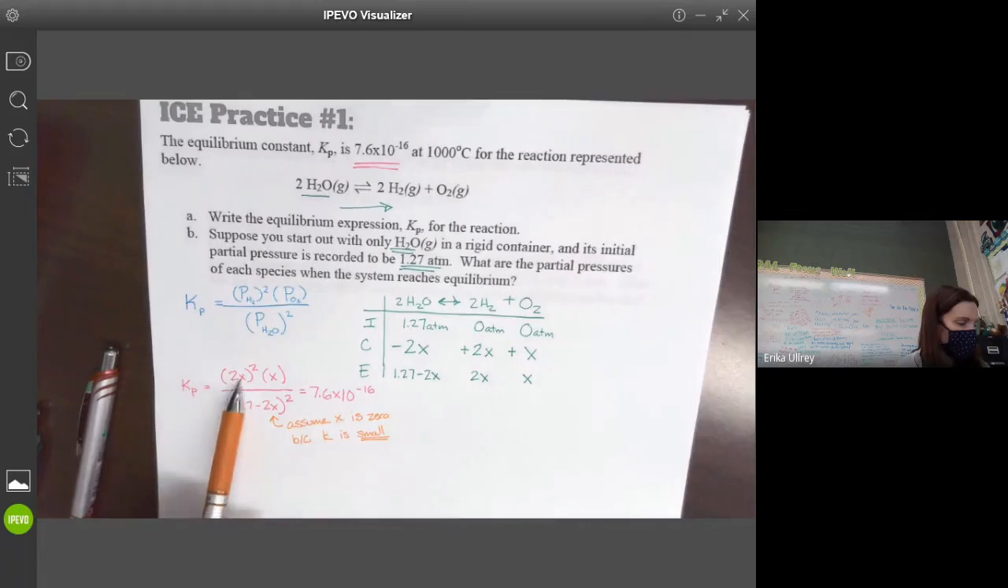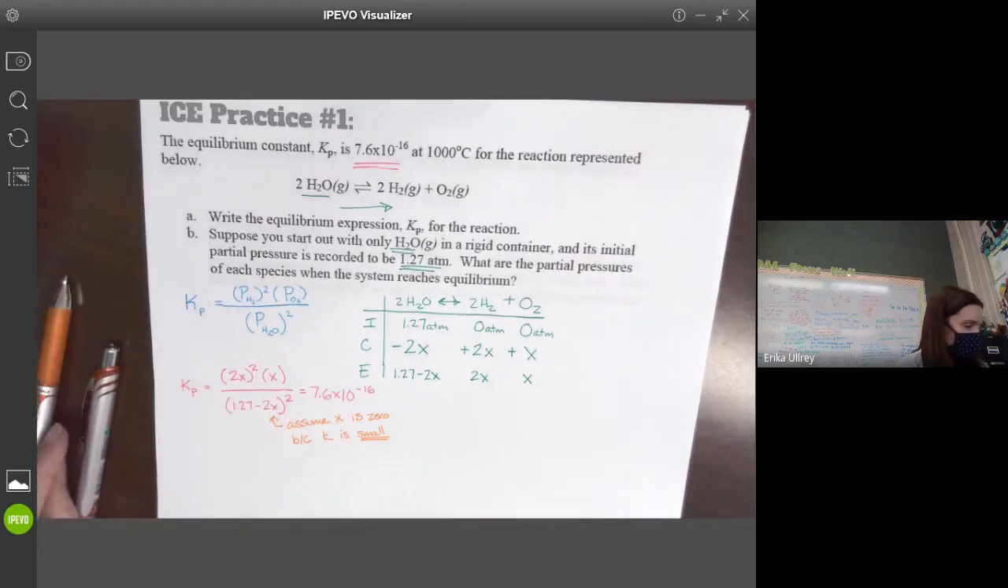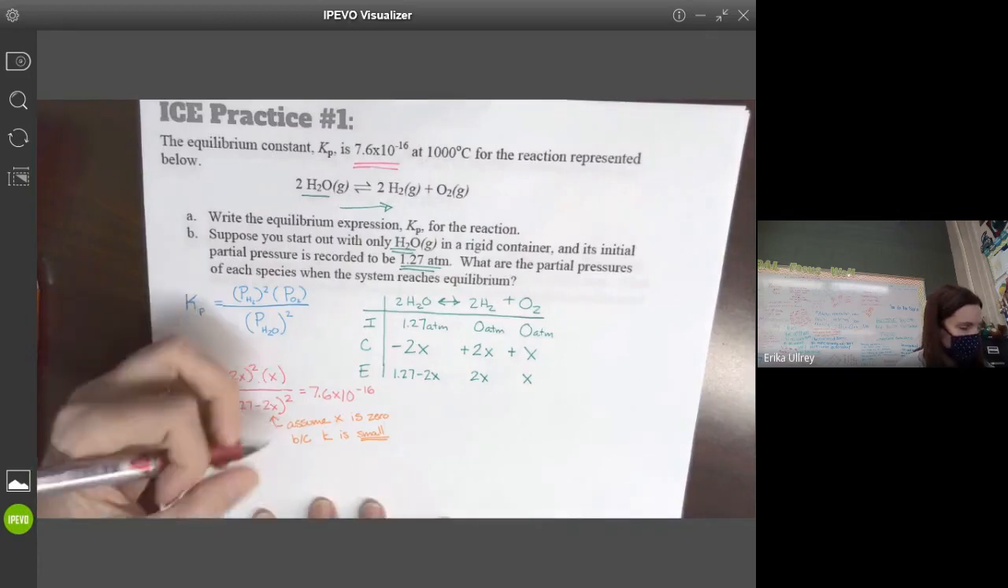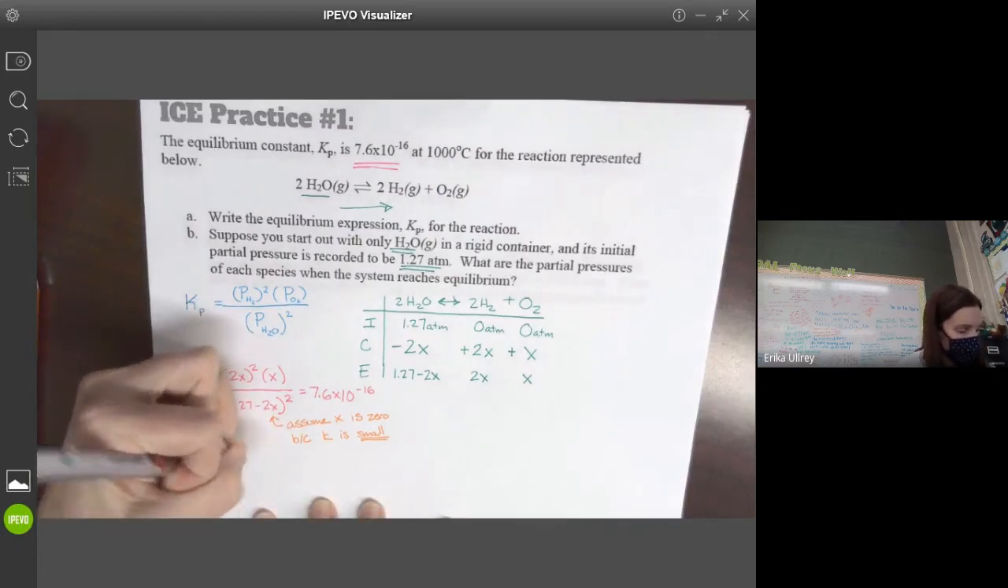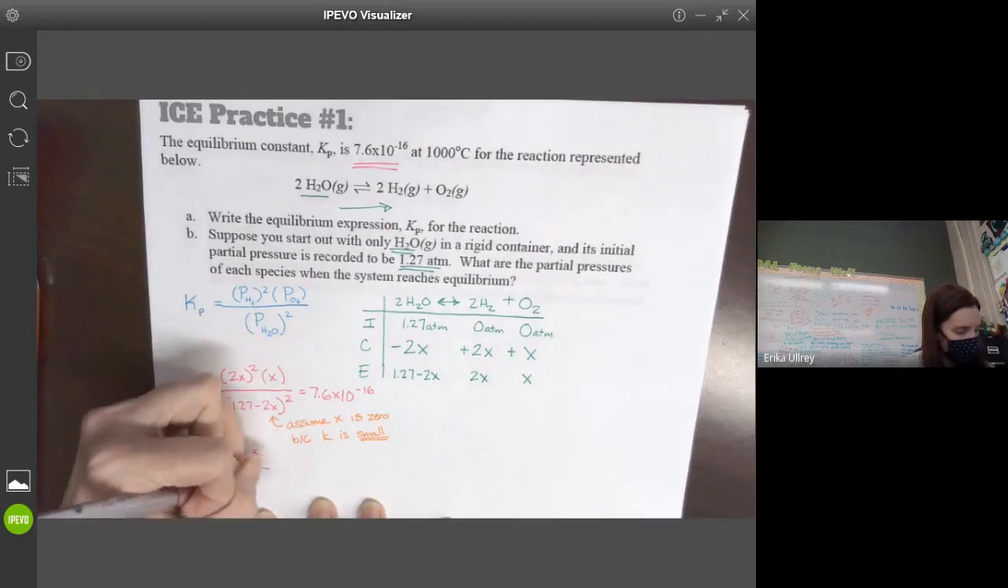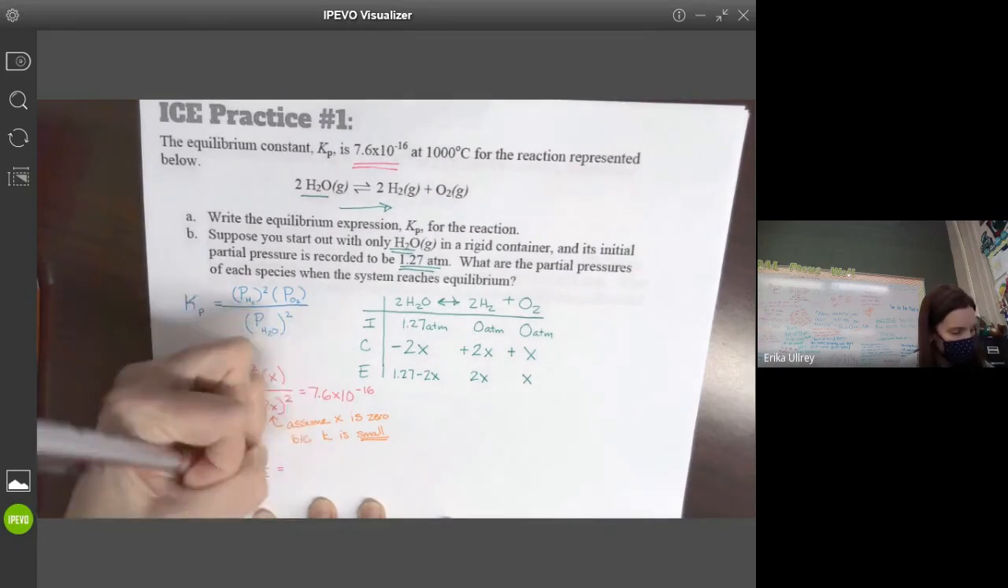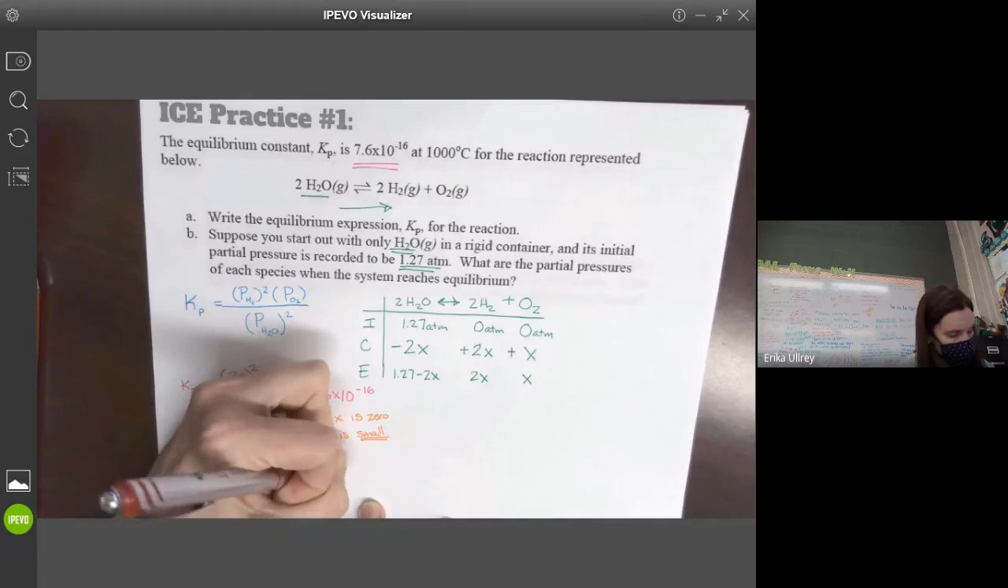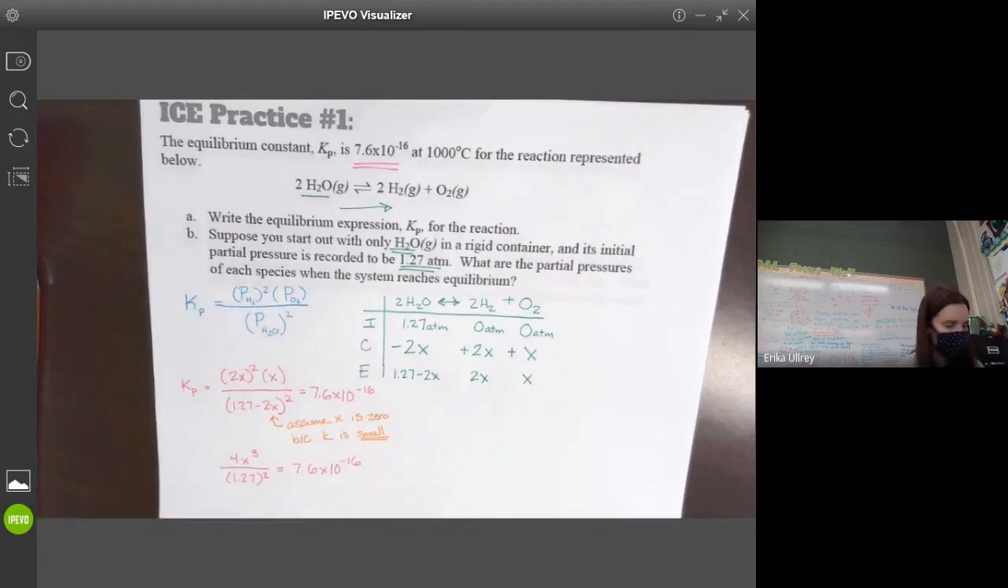So as we had before, 2x squared times x is going to be 4x cubed. That's going to go on top. So Kp is equal to 4x cubed over, we're going to assume that's 0, so that's going to become 1.27 squared. And that's going to equal my 7.6 times 10 to the negative 16th. So this is just going to require a little bit of algebra and a little bit of solving to get to my x value. So if you're somebody who really loves algebra and solving for x, ice tables are for you.